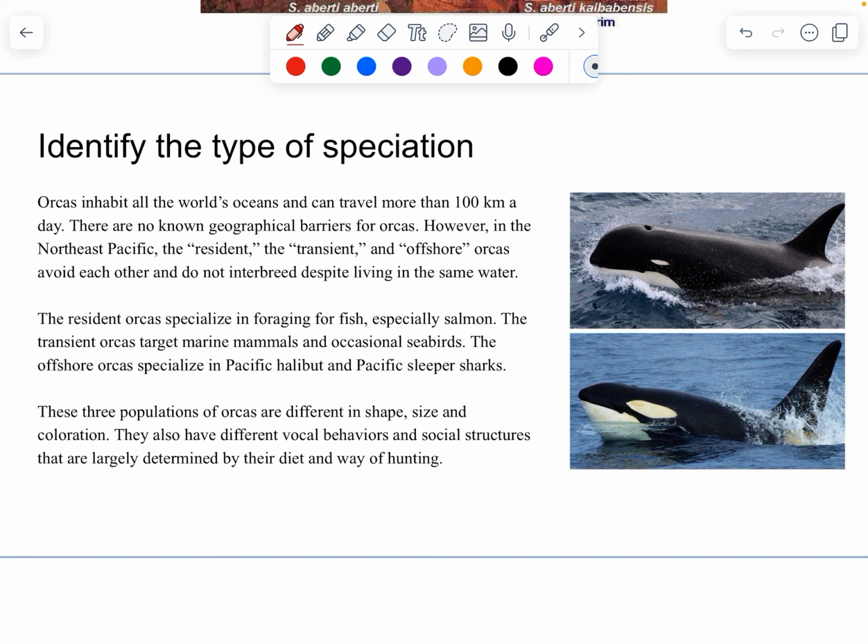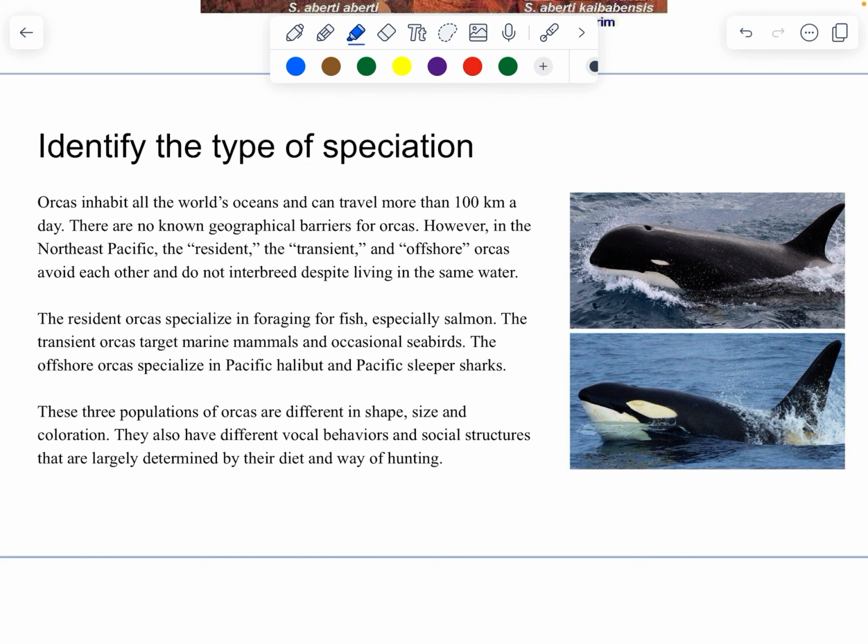Okay, scenario number 2. Orcas, killer whales, inhabit all the world's oceans and can travel more than 100 kilometers a day. There are no known geographical barriers for orcas. However, in the Northeast Pacific, the resident, the transient, and the offshore orcas avoid each other and do not interbreed despite living in the same water.